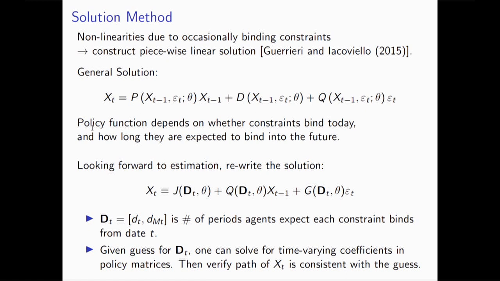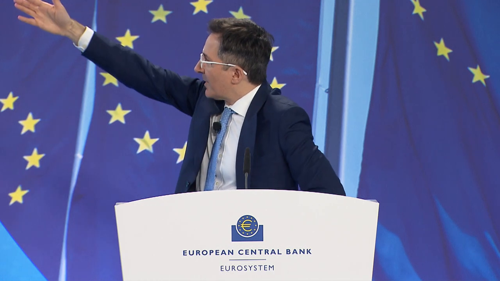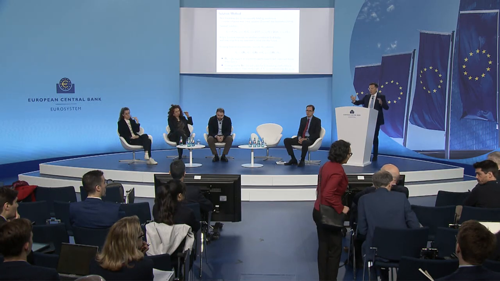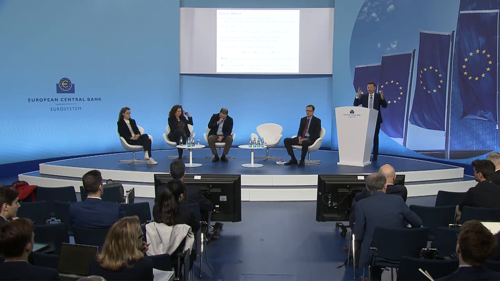Now, again, the reason why the state of the economy and shocks matter is because they determine whether the constraints are binding and for how long agents expect that these constraints are going to be binding. And depending on how long the agents expect that the constraint is going to be binding, the dynamics of the model are going to be different. So that means that you can rewrite this general solution in this particular way, where this term D is a vector of expected durations that these constraints are going to be binding at each point in time. That's how we capture that.